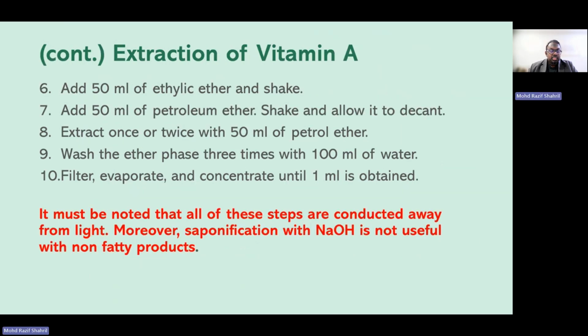We wash the ether phase 3 times with water, then filter, evaporate, and concentrate it until we have just 1 ml left. So there are two massive considerations here. First, every single one of these steps must be conducted strictly away from light to prevent the vitamin A from degrading. Second, if the product you're testing is non-fatty, saponification with sodium hydroxide is entirely unnecessary.